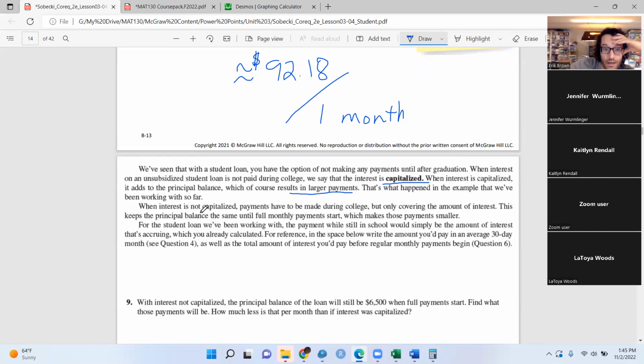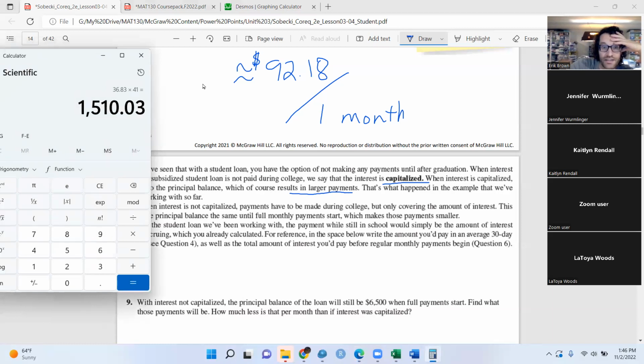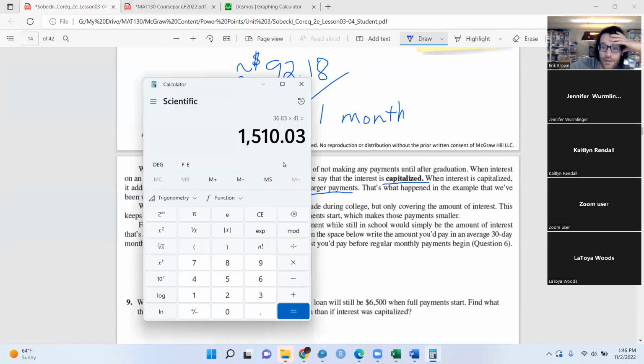So if it's not capitalized, it means someone paid that money while you were in college. Subsidized ones are paid by the government. Unsubsidized ones, you could pay. So for this scenario, we could take this 1510.03 and divide that by 41, which we knew, and we could pay the $36.83 per month while we're in college. The government lets you do that.